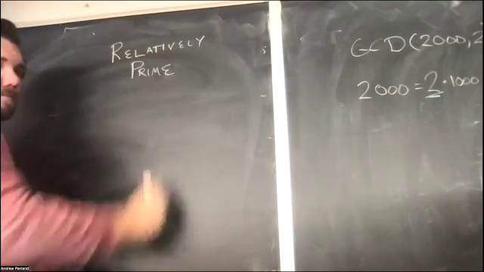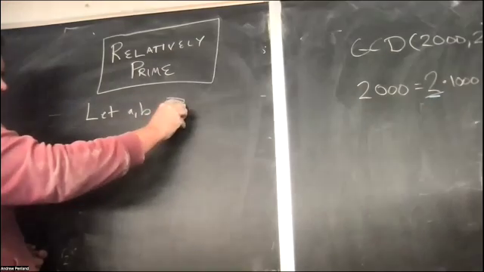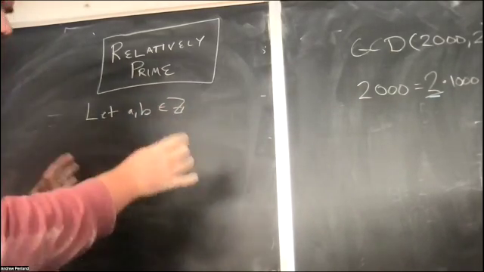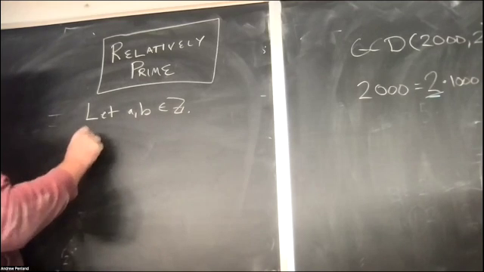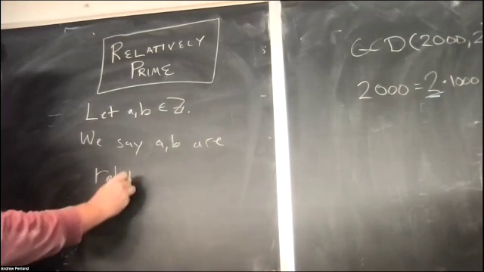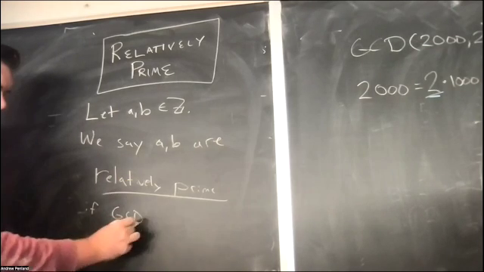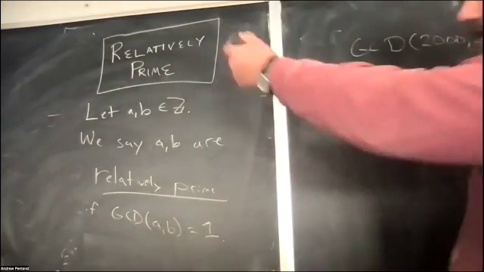Relatively prime. The definition of relatively prime. Let A and B be integers. Maybe we need to be careful that B is not 0. We'll worry about that later. We say, this is a definition, so we say A and B are relatively prime if the GCD of A and B is 1.